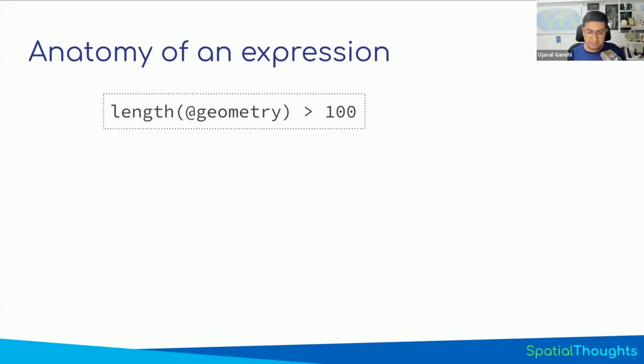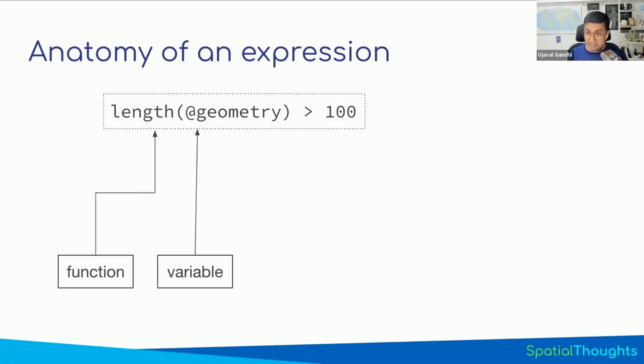Let's understand what an expression looks like. You may encounter an expression like this: length of at geometry greater than 100. What does this mean? Here, length is a function. Why? Because you have the parenthesis next to it. So here we're calling a function called length with a variable at geometry. So when this expression is evaluated, it'll take the geometry of the current feature and compute the length of the geometry.